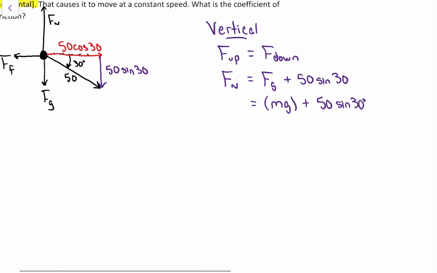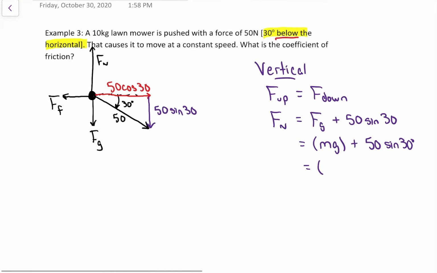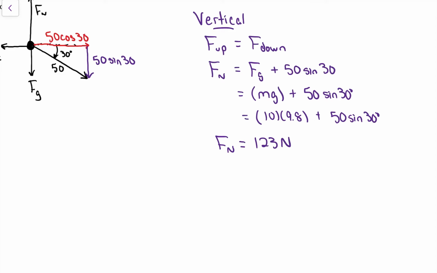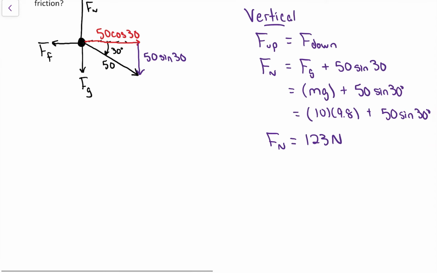Plugging in some numbers, the mass of this lawnmower was 10 kilograms. 50 sine 30, you could do that in your head, that's 25. When we eventually get it to a number, I'm getting that the normal force is 123. Going to carry that forward into the horizontal.